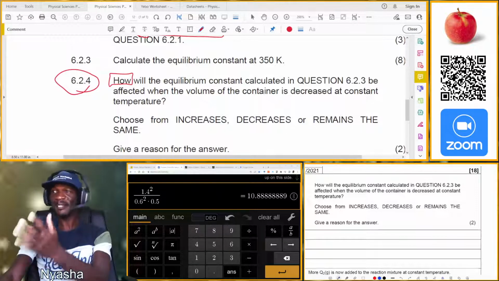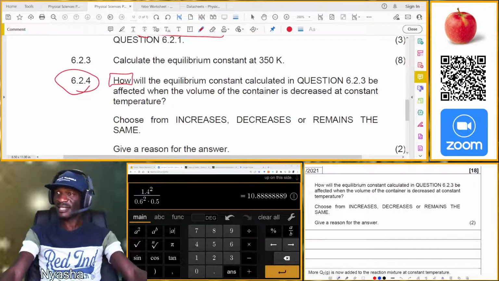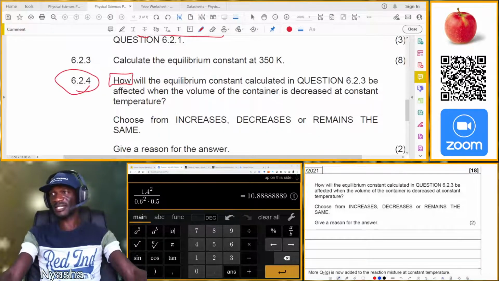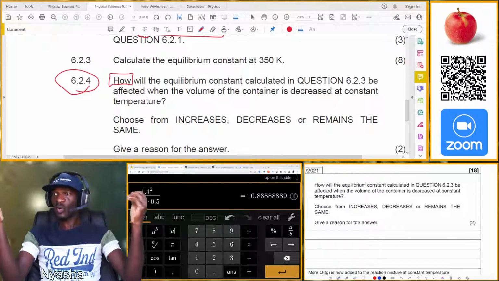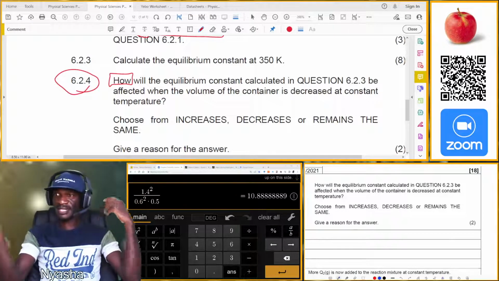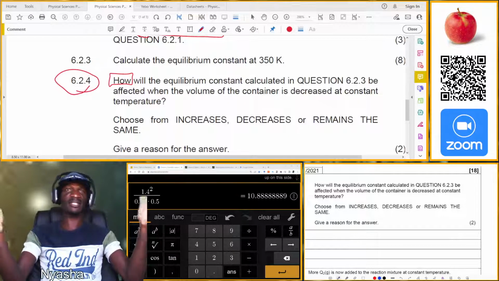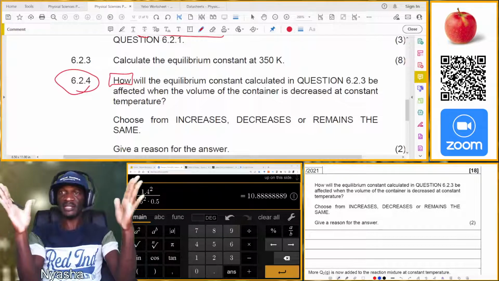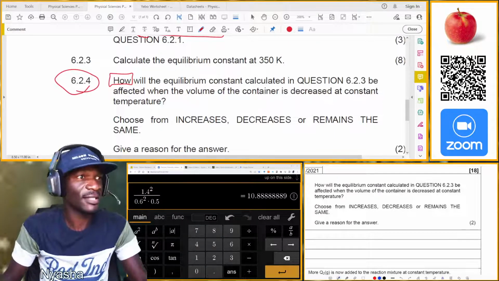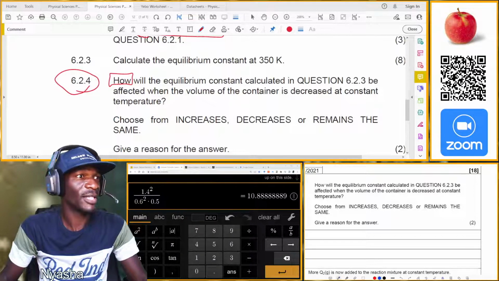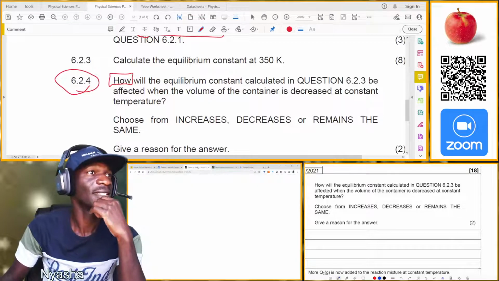Their question is simply, how is the equilibrium constant that you calculated affected when the volume of the container decreases at a constant temperature? When the volume of the container decreases at a constant temperature, temperature doesn't change, what they do is they squash it, right? So let's just see how they can squash it.